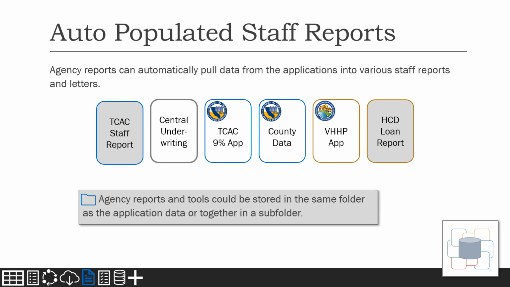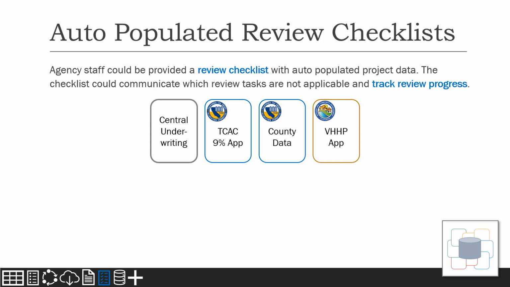Alternatively, agency reports and tools could be stored in a subfolder and still be able to pull data from its parent folder. Another exciting feature is the ability to create smart reviewer checklists. Since the application states it's a new construction family project, the reviewer's internal checklist can automatically mark certain review tasks not applicable.